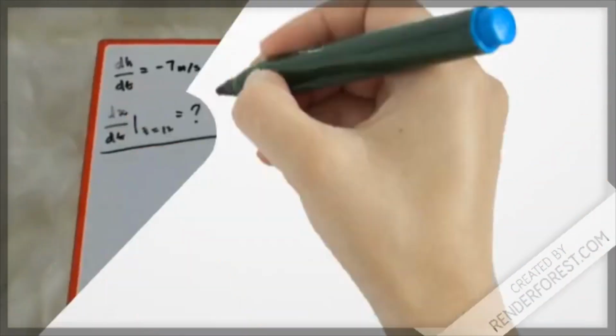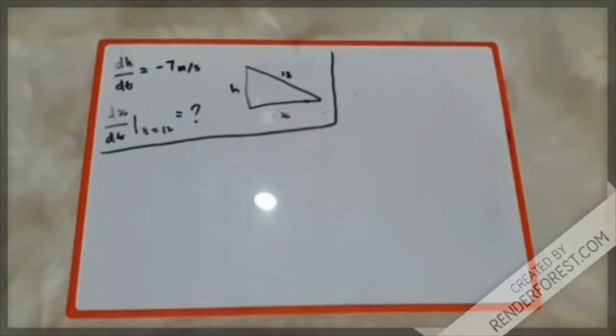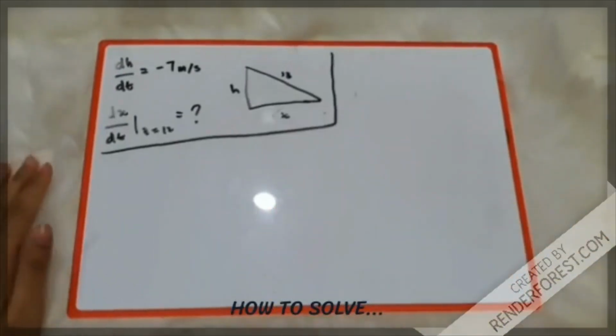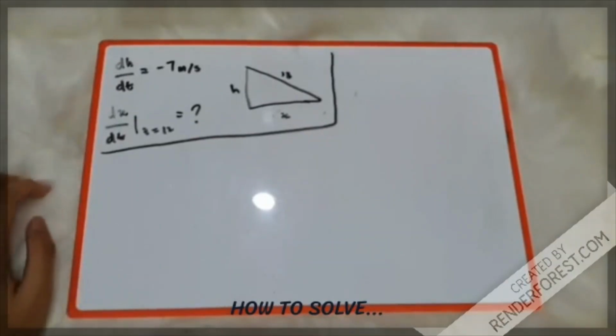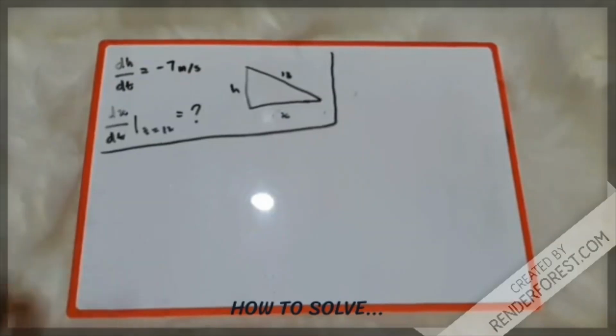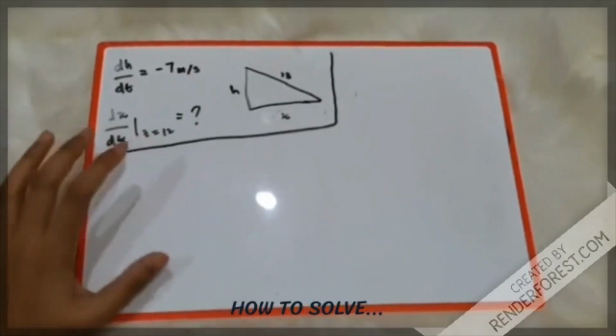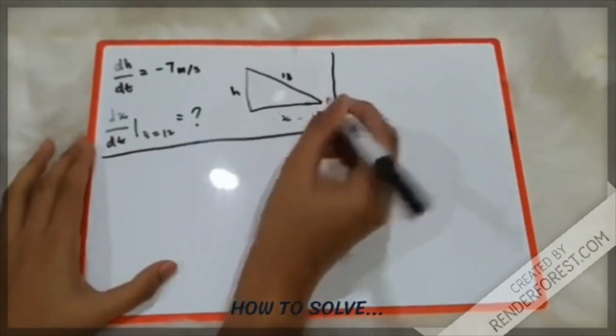Now let's move on to the problem solving. As we all know, dh/dt is equal to negative 7 meters per second, and we need to find dx/dt, which is the rate at which the base of the ladder slides away from the wall, when x is 12.